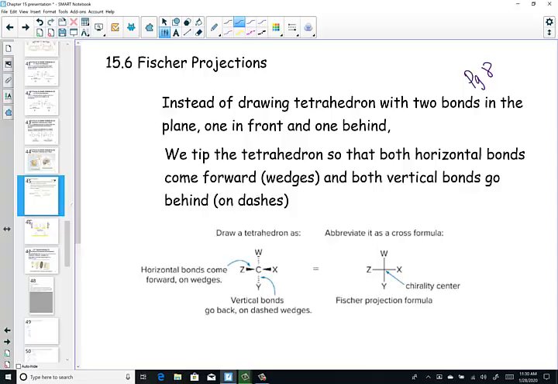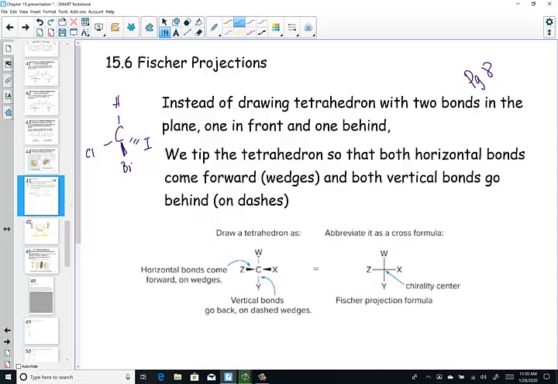Instead of drawing these tetrahedron chiral carbons with two bonds in the plane and one behind and one coming out, say, for example, if we have a dashed wedge system in which we have a chiral center, we put two of the four bonds in the same plane. One comes out as a dash, the other comes out as a wedge. We're now going to look at the molecule from a different vantage, a different point of view, and tip the tetrahedron so that both horizontal bonds come forward.